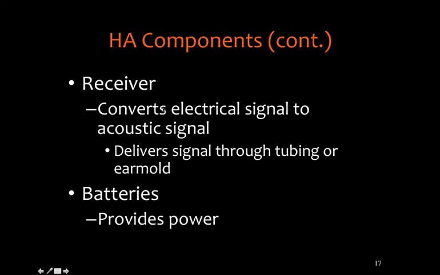The components of the hearing aid again: microphone, the amplifier, and the receiver, which is the hearing aid's term for a loudspeaker. It converts the electrical signal to an acoustic signal, and then delivers that acoustic signal, the output, through some kind of tubing or through an ear mold, an earpiece that's specifically molded to the ear to provide comfortable and consistent delivery of the signal into the ear canal.